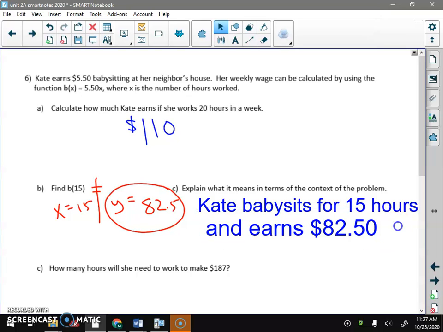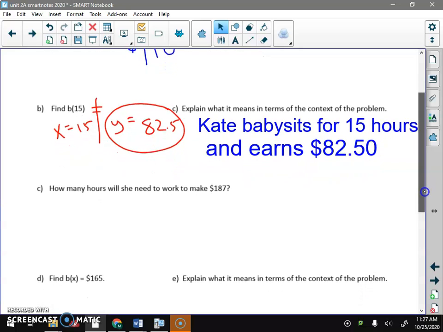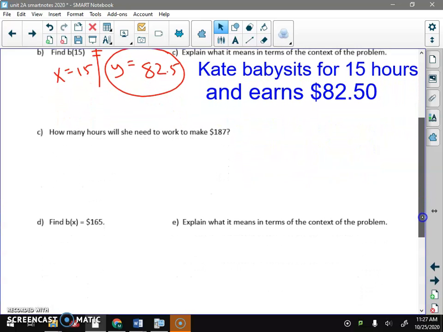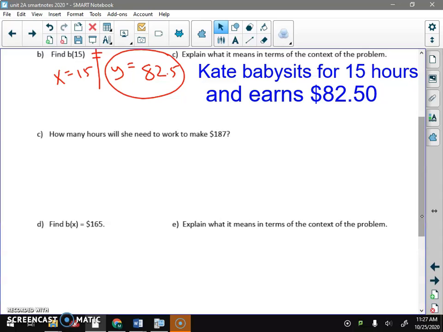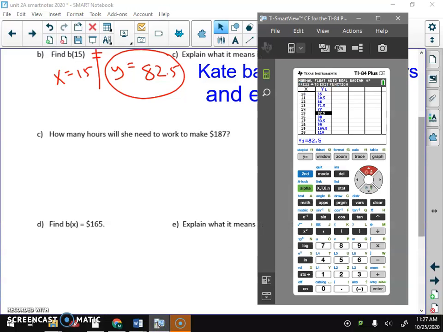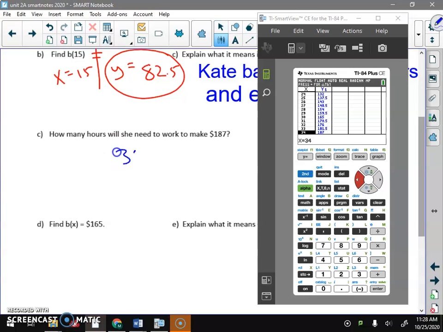All right. Got it. How many hours will she need to work to make $187? How am I going to do that? Well, again, in context, you could set it up for algebra if you wanted to, or you could just simply go, wait a minute, 187 is money. That's my blue column. I'm going to go down until I get to 187, getting close. There it is. Goes across. 34 hours.